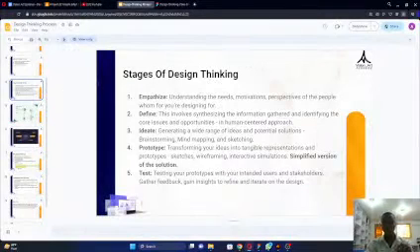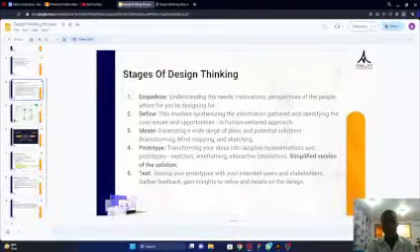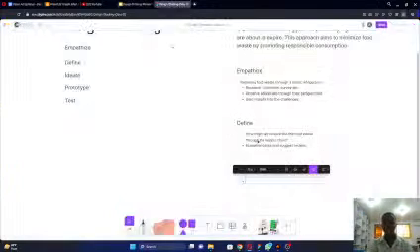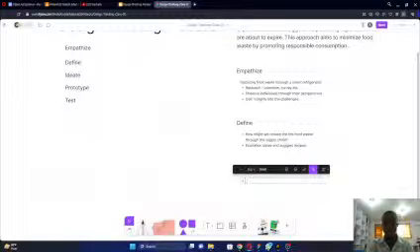So we said ideate is where you generate a wide range of ideas and potential solutions based on your research and your brainstorming.